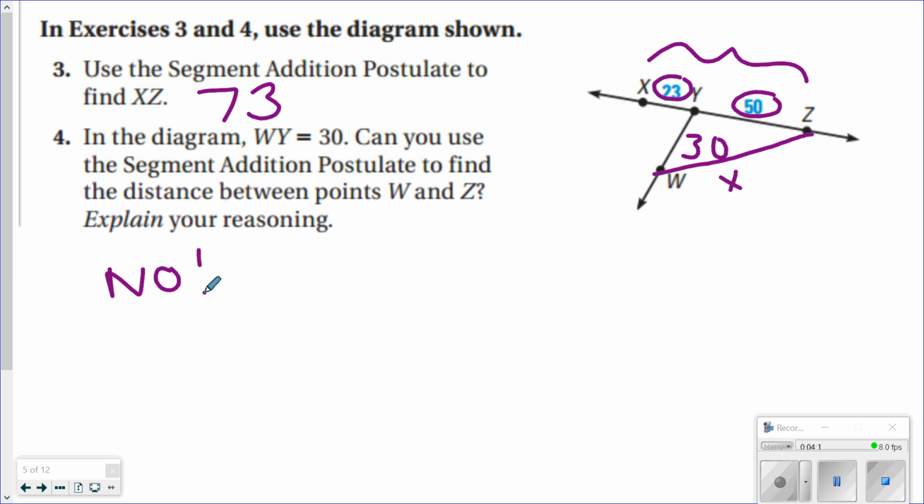Why? Well, that segment doesn't exist. If we look at the picture, I had to actually draw the segment, so it's not there. The segment addition postulate takes a segment and splits it into different parts. If the segment is not there, you can't use the segment addition postulate.